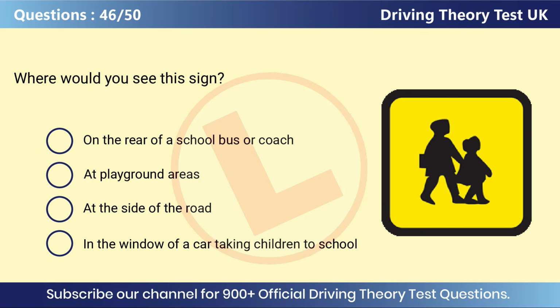Question 46. Where would you see this sign? A. On the rear of a school bus or coach. B. At playground areas. C. At the side of the road. D. In the window of a car taking children to school.